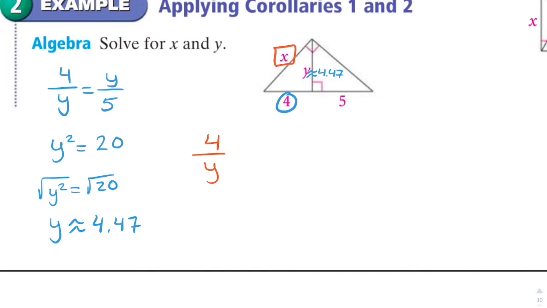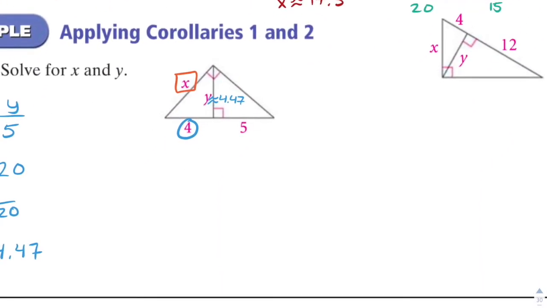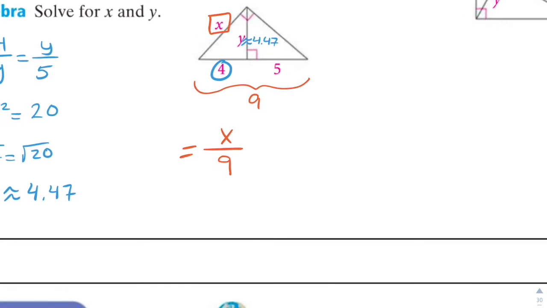The only numbers I can use are the shortest side of the outer triangle and its hypotenuse. So I can only do x is to 9. Now I need to pick one of my triangles, and I'm going to pick the smallest one. I'm going to say 4, because that's the shortest side, is to its hypotenuse, which is x. So I'm doing 4 is to x, the shortest side of the smallest triangle and its hypotenuse, and I'm doing the same sides in my outer triangle.